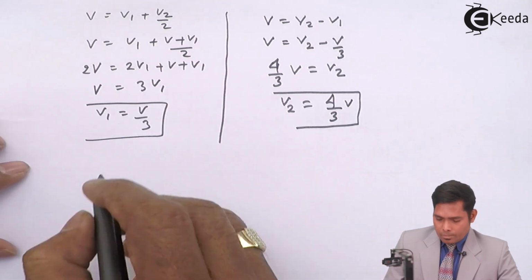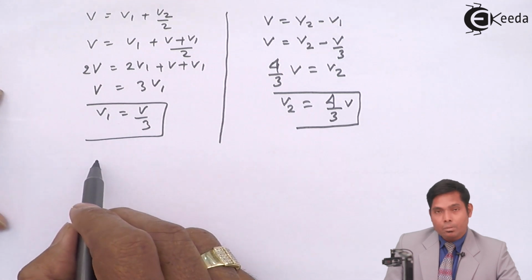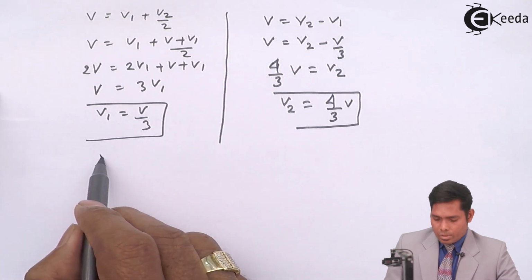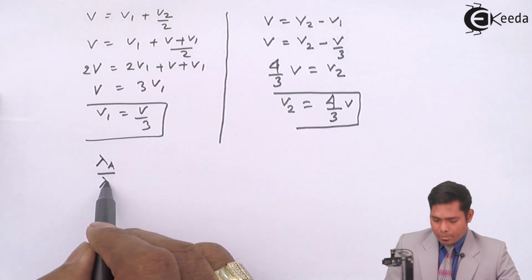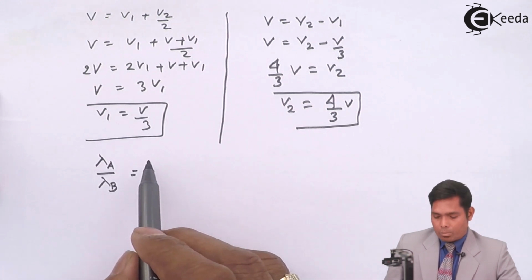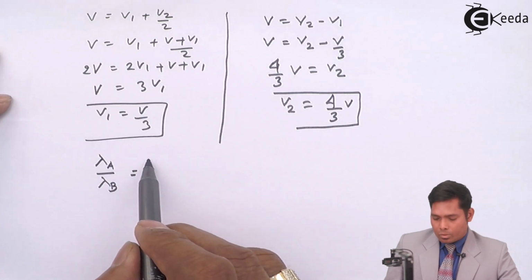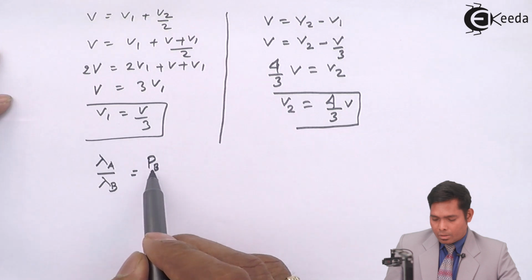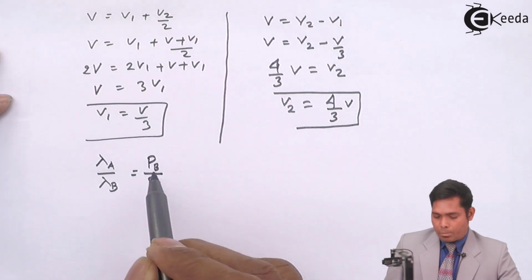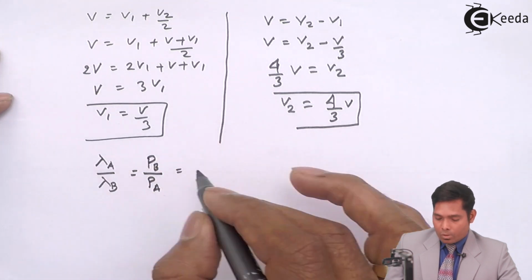Then our question is to find lambda a by lambda b, using the first equation of de Broglie that I told you. Lambda is h by mv, the momentum factor, so it is inversely proportional to momentum. So I'll write p of b divided by p of a, where p stands for the momentum after collision. These are the ratios after collision.